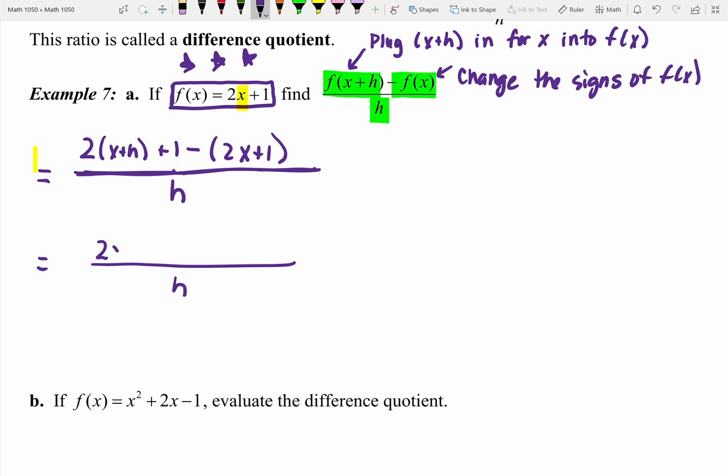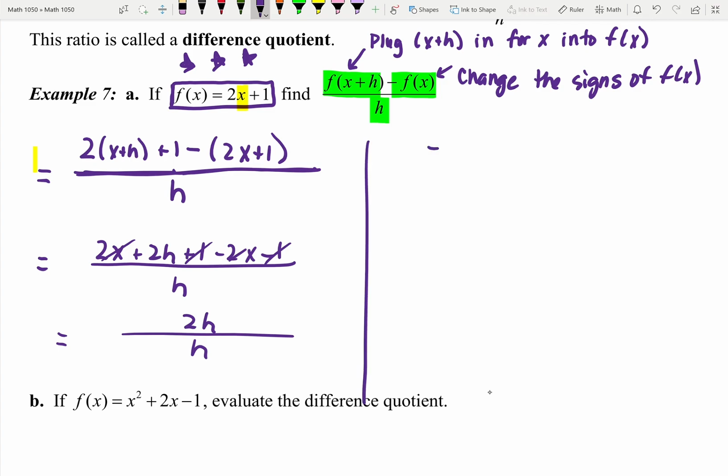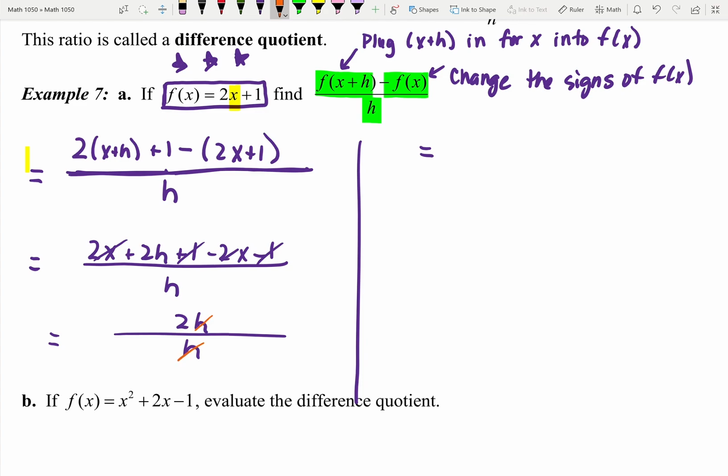Distribute the top, and you have 2x plus 2h plus 1 minus 2x minus 1. The next step would be, h is on the bottom. Now look how sweet. You've got a 2x and a negative 2x. I'm just cleaning this up. Those cancel. The 1 and the negative 1 cancel out. So I have a 2h. Now the top is a monomial and the bottom is a monomial. One term and one term. Since that's the case and I have an h on the top and an h on the bottom, I can actually cancel those out. So my answer is 2 and I'm done. And you have to show all that work.